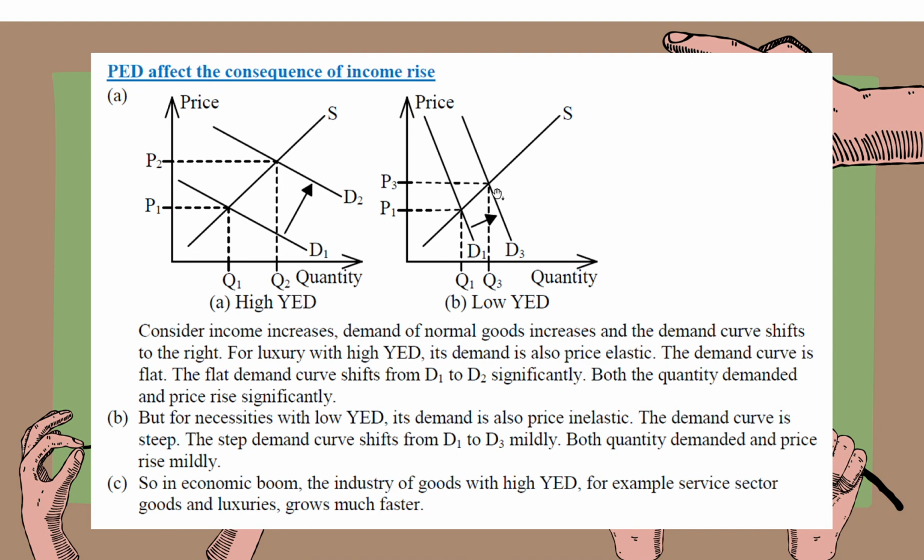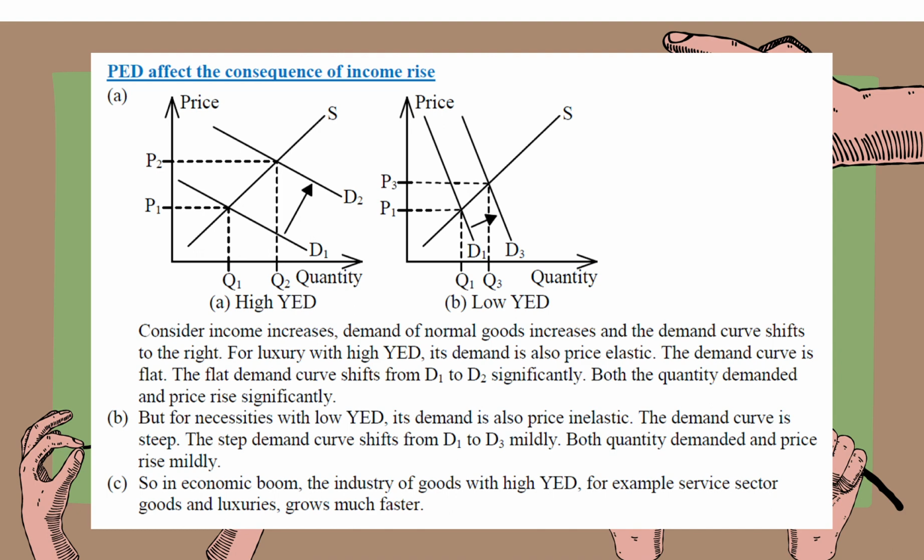For the low YED one, the necessity one, it is the same: low change of P and low change of Q. So be careful about this. They are bound to flat, big change; steep, small change. YED and PED are in the same direction.